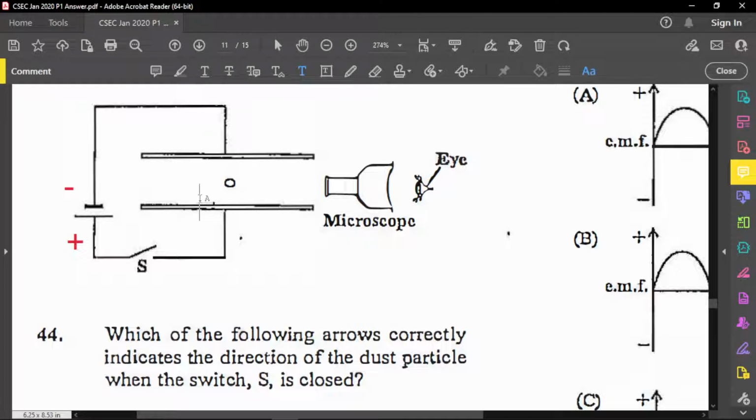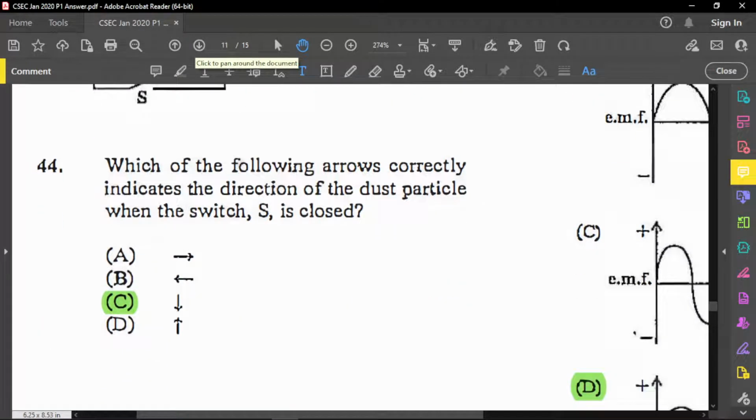So this plate becomes positive because current can flow through it. Now, if you close the circuit, with current flowing through it, this top one will be negative. And again, if the dust particle is negative, it's going to move towards the positive. So it's going to go downwards, right? And so downwards should be our answer. Let's see if it's there. Absolutely. C.